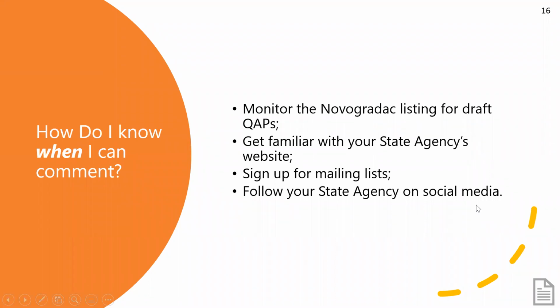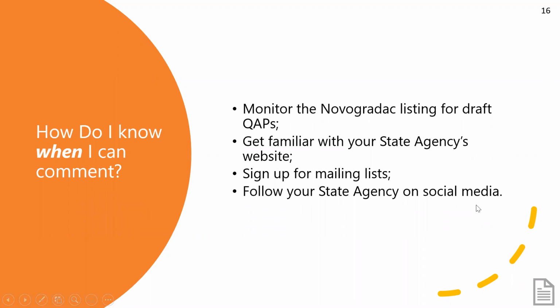Knowing when, like I said, there's no clear, easy answer for what the date is. So one of the things you might want to do, if you're not connected to this world, is check the Novogradac website to see when a draft QAP comes up. That would be one way to do it. If you follow the links that I gave you before to get to the state agency's website, you can get familiar with their website and see where they post notices, or check the LIHTC page. Some state agency websites are really great and easy to understand, and some of them are pretty hard to find things on, in my experience.